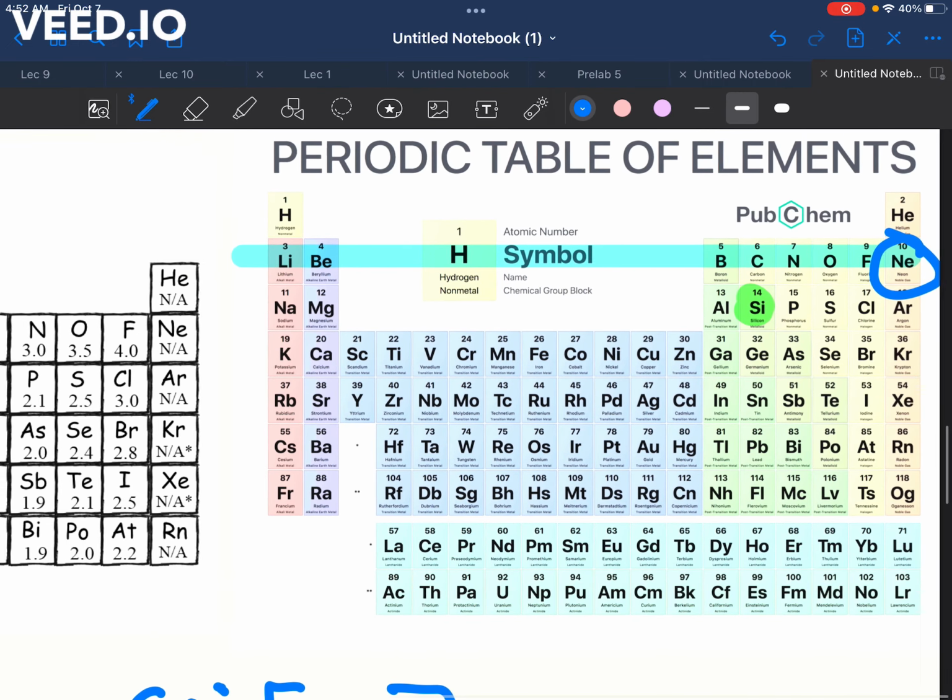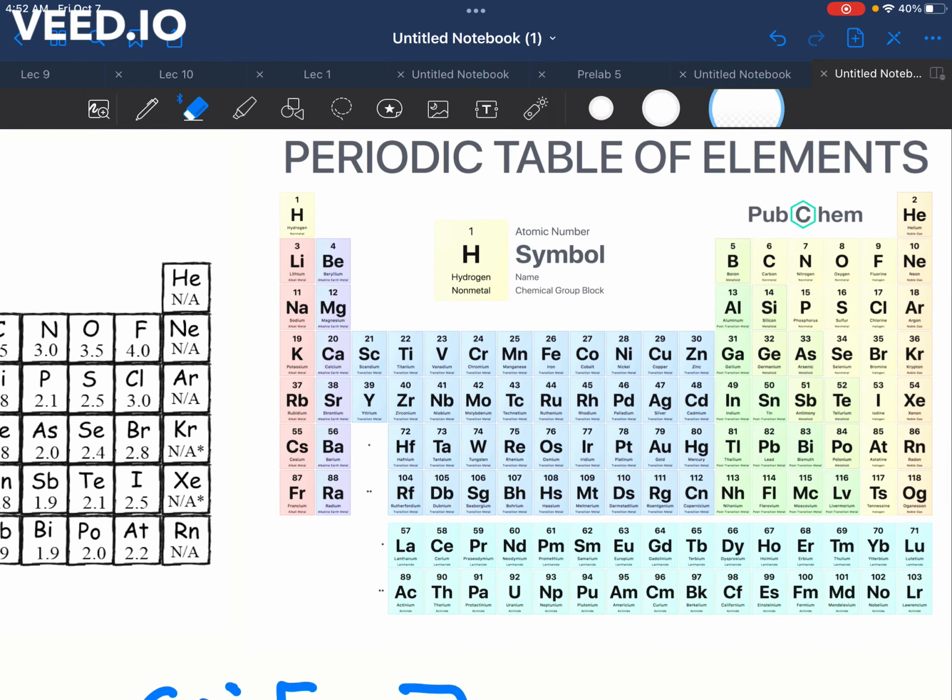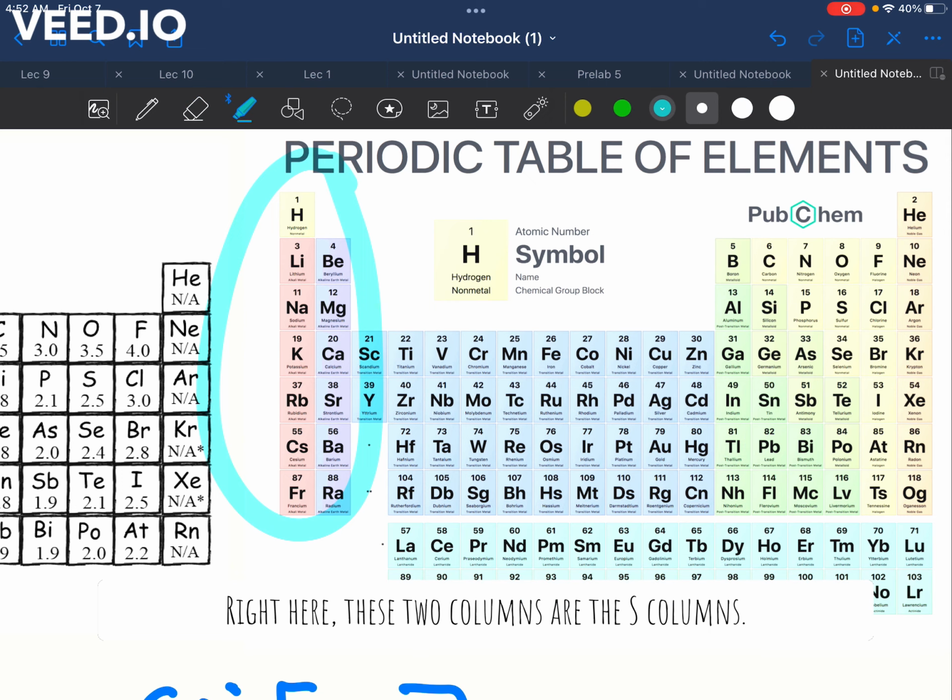Now moving on, right here, these two columns are the S columns. This is very necessary to note because we are in the 3rd row and we are in the S columns. As such, we are in the 3s right now. We can jot that down.